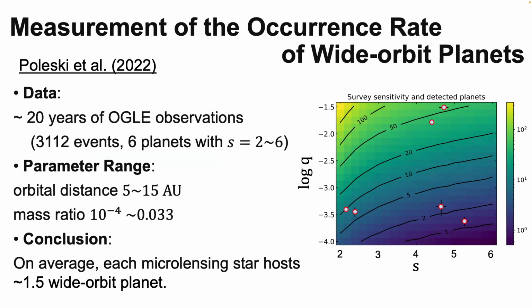This is Poleski et al. 2022. They used data from 20 years of observation, which consists of around 3,000 events. Among these events, six events were identified as wide orbit planetary microlensing events, with a separation parameter s ranging from 2 to 6. And they concluded that microlensing stars host around 1.5 wide orbit planets on average.